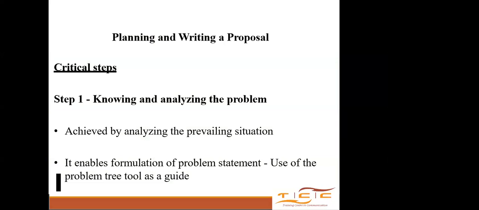Now, what are the critical steps? Step one is knowing and analyzing the problem. I think I've talked about this. It is achieved by analyzing the prevailing situation. I've talked about this, and I've given you a very good example of what is happening in the aquaculture space right now, that we are looking at alternative sources of protein.